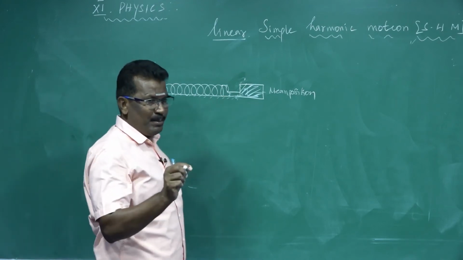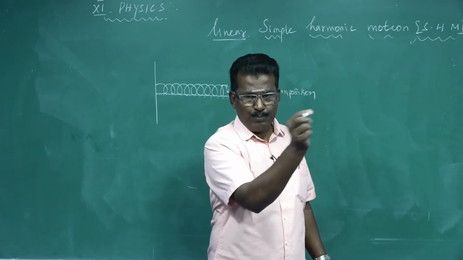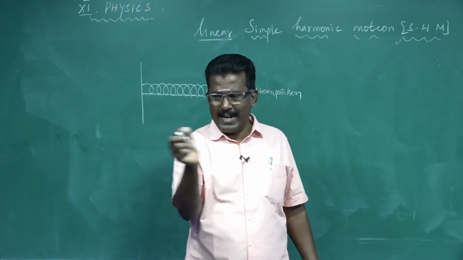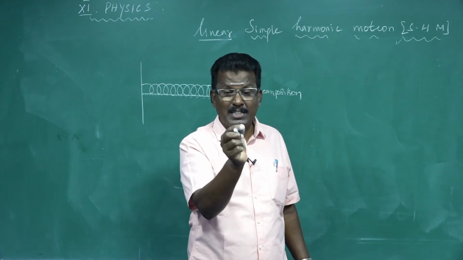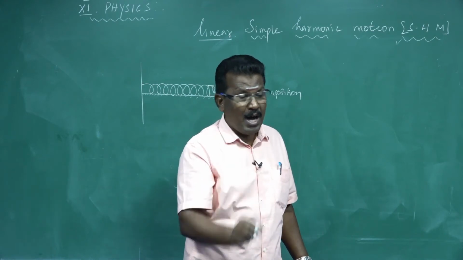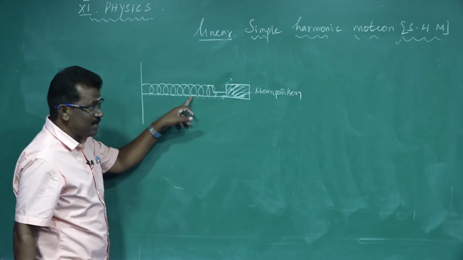A body is said to be in simple harmonic motion if it moves to and fro, in the positive and negative directions about the mean position, with acceleration directly proportional to displacement. How is this acceleration directly proportional to displacement?